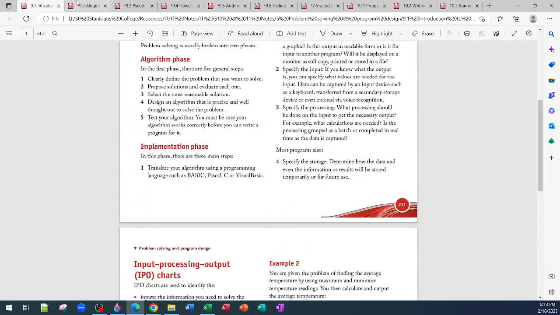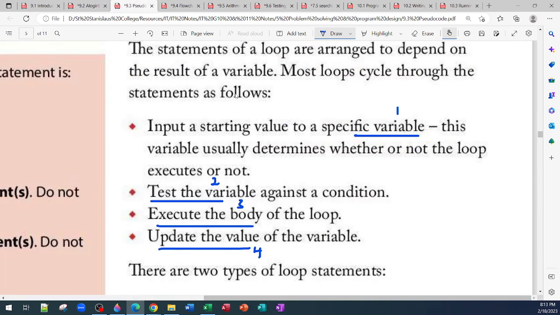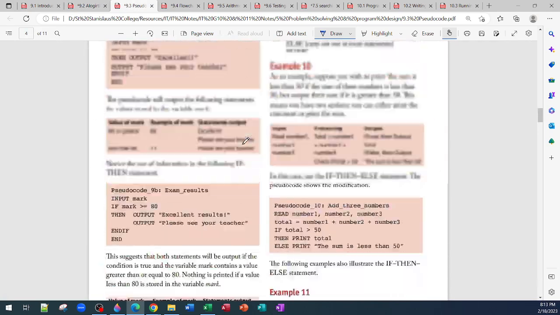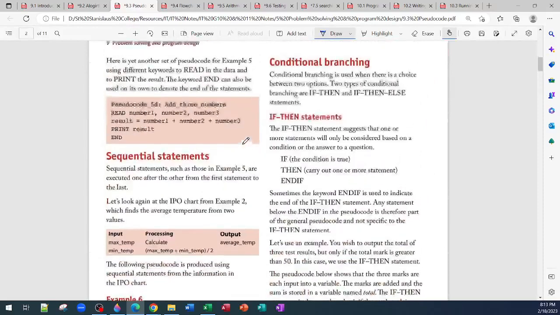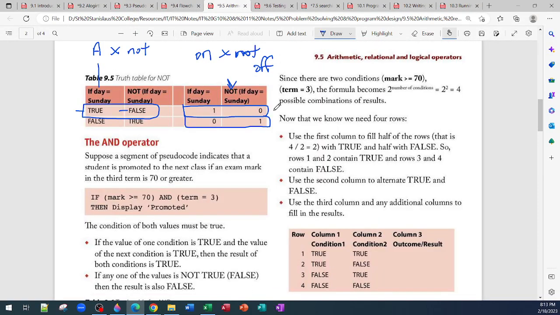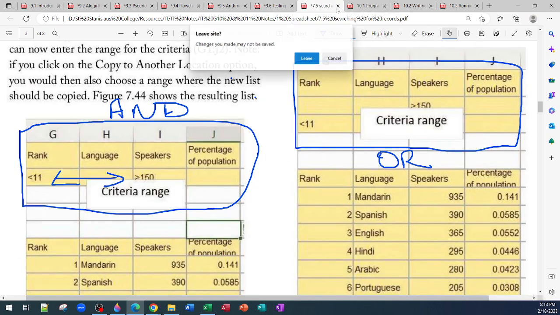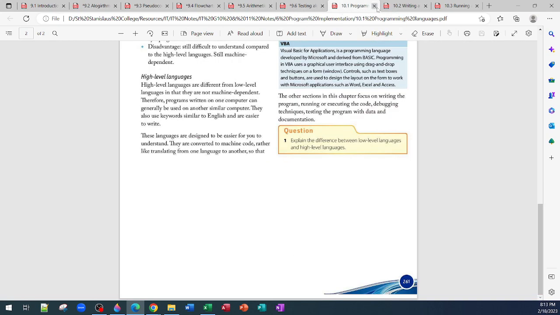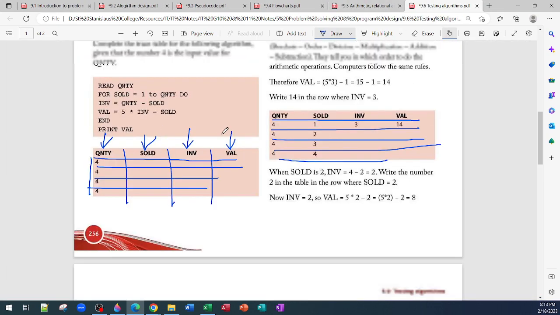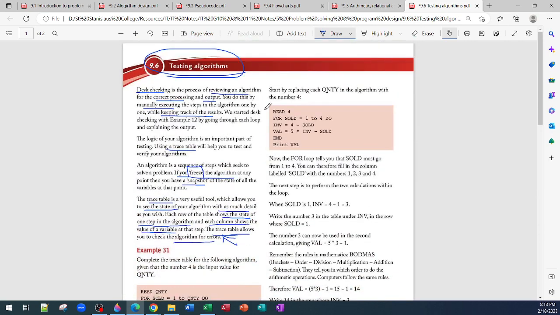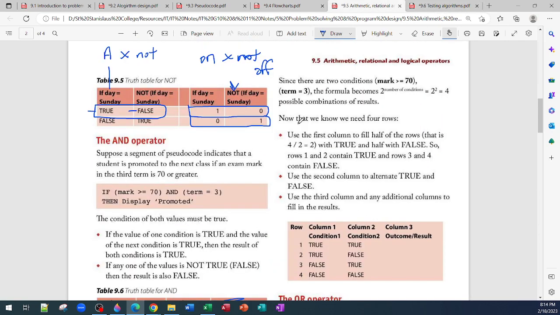If anybody has any question on any of chapter 9, you can let me know. Flowchart, algorithm, trace table. No questions? Enjoy the rest of your night.